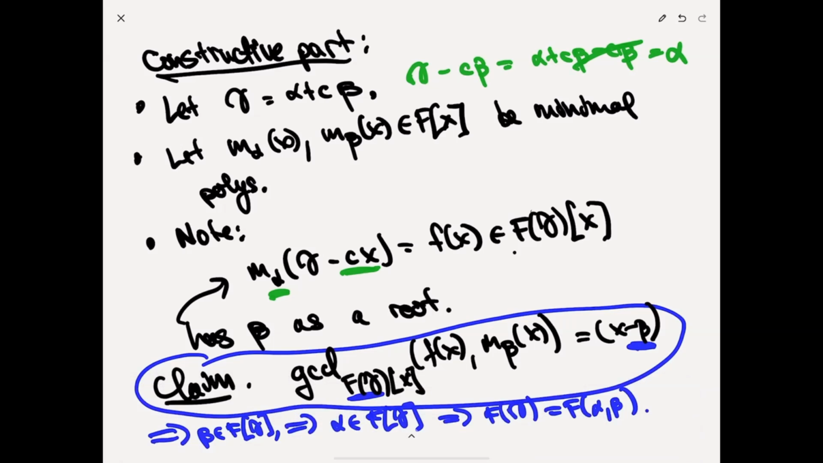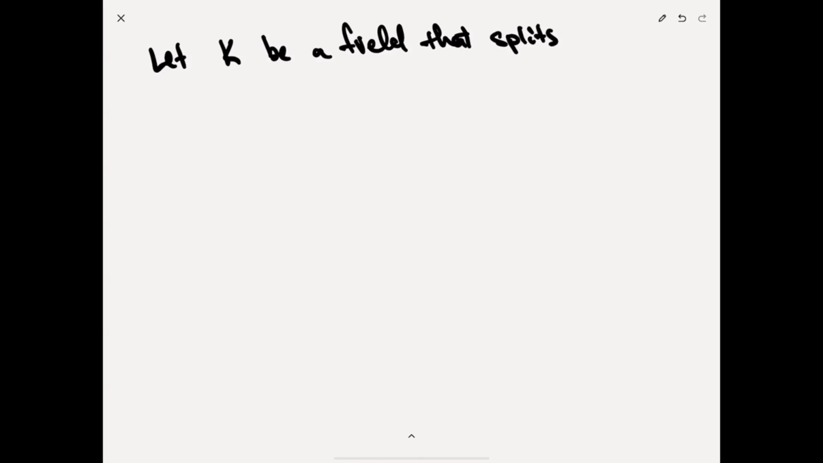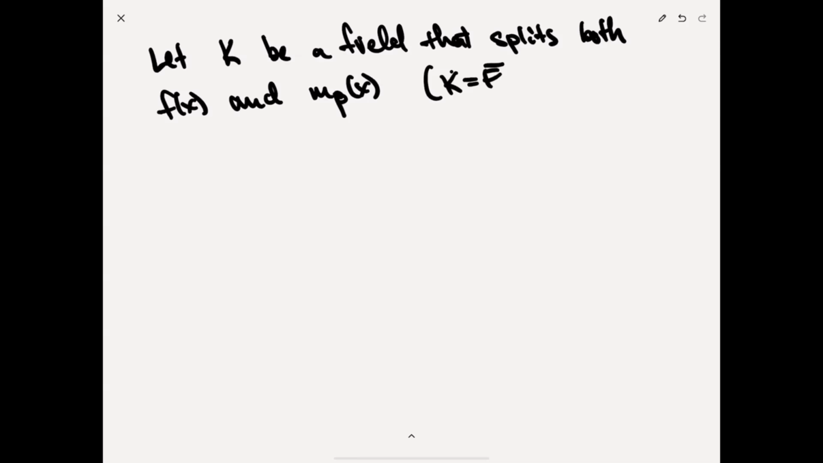Okay, so let's execute this claim, and in the course of doing this, we'll figure out what the constant c is allowed in this proof. What we'll do is, K is going to be different now, so let K be a field that splits both f of x and m beta. So I think K equal to F bar works.